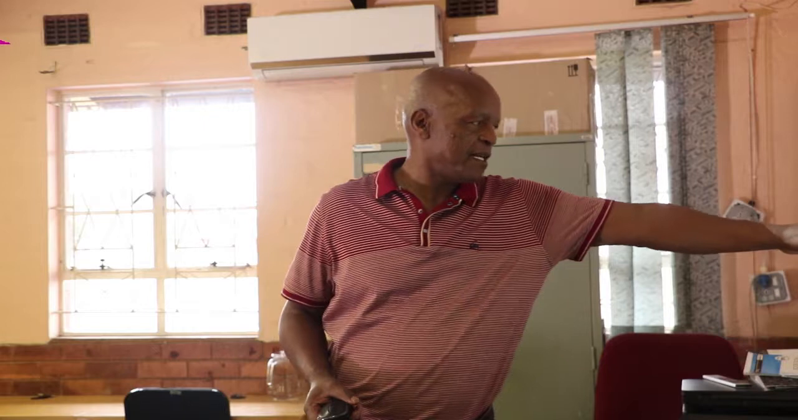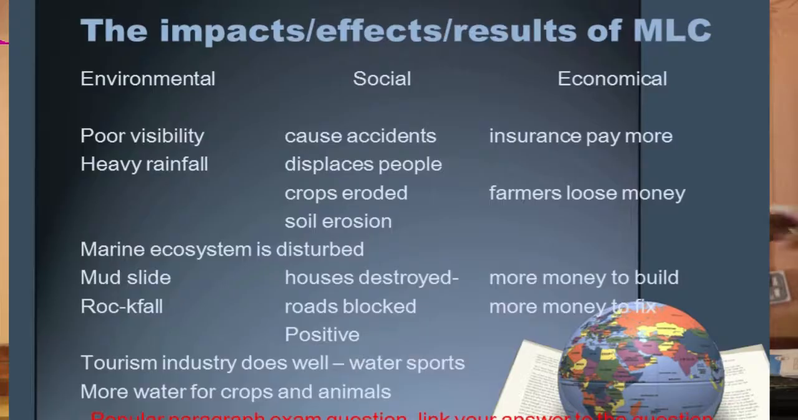So I've got all those results or impact or effects of mid-latitude cyclones. You can now formulate a negative and a positive one. For example, on the environmental, dams are filled up, and sometimes the ecosystem is done what? It is disturbed, because even the small animals there might get what? Eroded by what? By water, or displaced by water from their habitat.